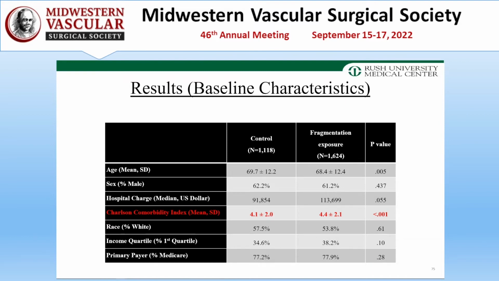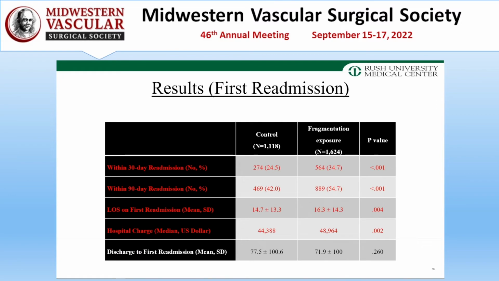In a comparison of baseline characteristics, those who experienced a fragmentation of care had a higher Charlson comorbidity index, but were similar to the control in all other baseline characteristics. In comparison of the characteristics of their first readmissions, those who had experienced a fragmentation of care were more likely to have experienced their first readmission within 30 days. Also within 90 days, they were more likely to experience a longer length of stay on their first postoperative readmission, and also a more expensive hospital charge.